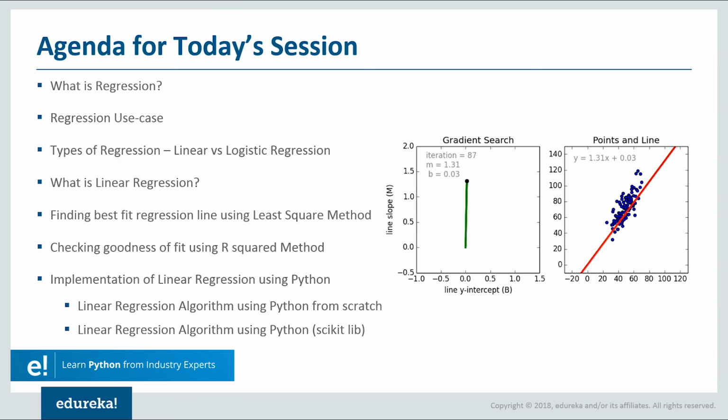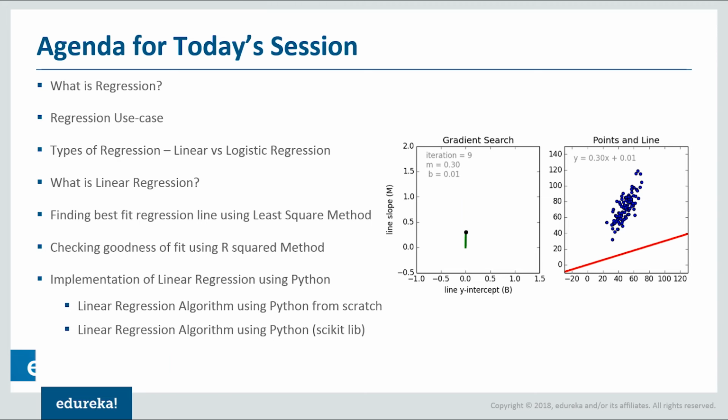In today's session, we'll deal with linear regression algorithm using least square method, check its goodness of fit, or how close the data is to the fitted regression line, using the R-square method. And then finally, we'll optimize it using the gradient descent method.